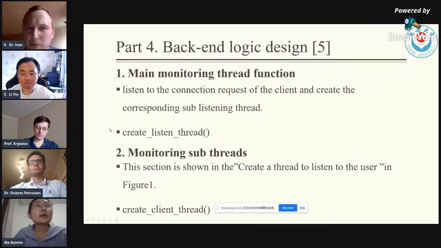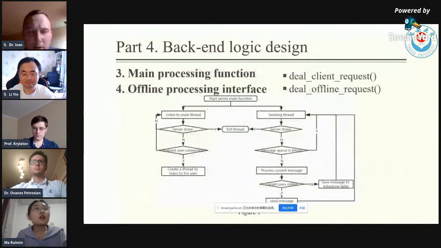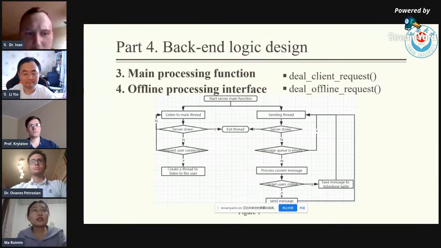The monitoring subthread interface is used to listen to messages from clients and call the dignity function to process them. The main processing function is to analyze the request type sent by the user and call the corresponding function to process. The offline processing interface is to take the request whose target is a new online ID from the table and delete it from the database.